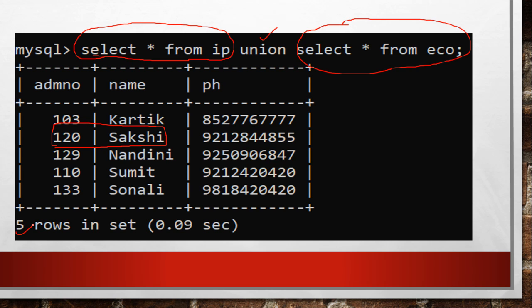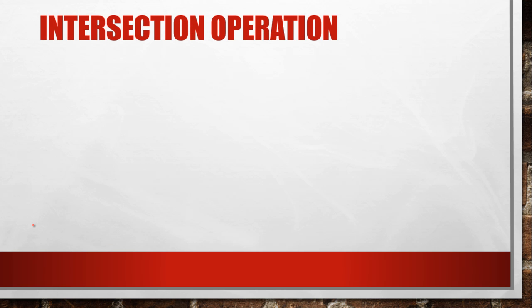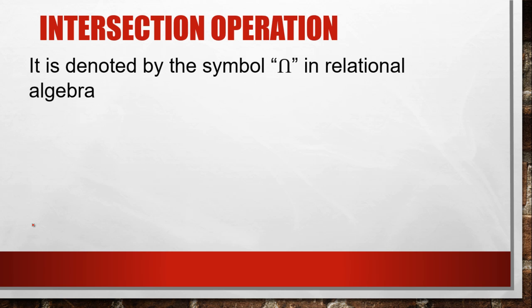Basically the union operation combines the data of both the tables, but the common records will appear only once, right? After that, the next operation is the intersection operation. What is the purpose of this intersection operation? First of all, this intersection operation is denoted by a reverse U symbol. This is the notation for the intersection operation in relational algebra.